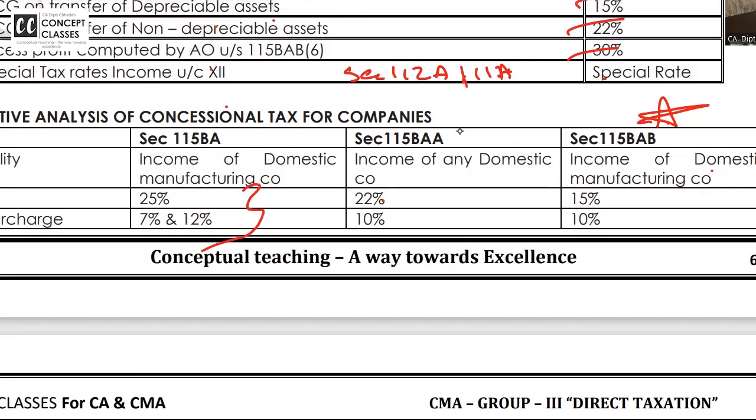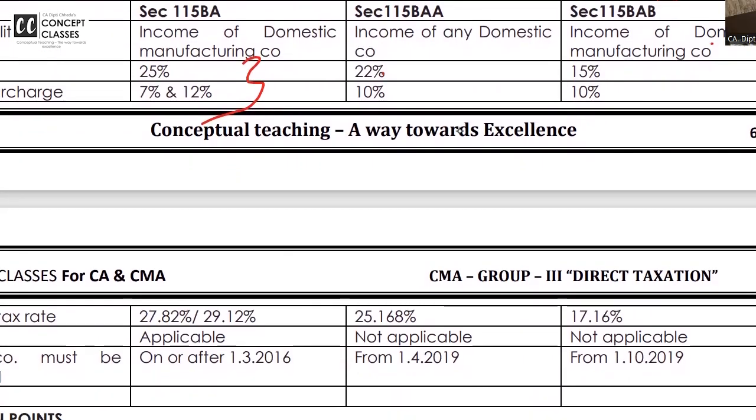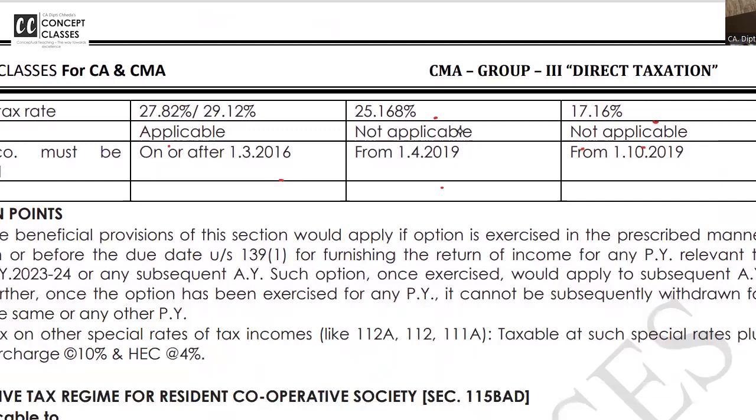Manufacturing है तो ये surcharge rate भी कम है. Effective rate भी सबसे कम है यहाँ. MAT is not applicable here. MAT is also applicable when the company must be registered after 16, here 1419, here 1st October 19. Common points are before the first filing of your return, decide or else leave. And special income, special rate.